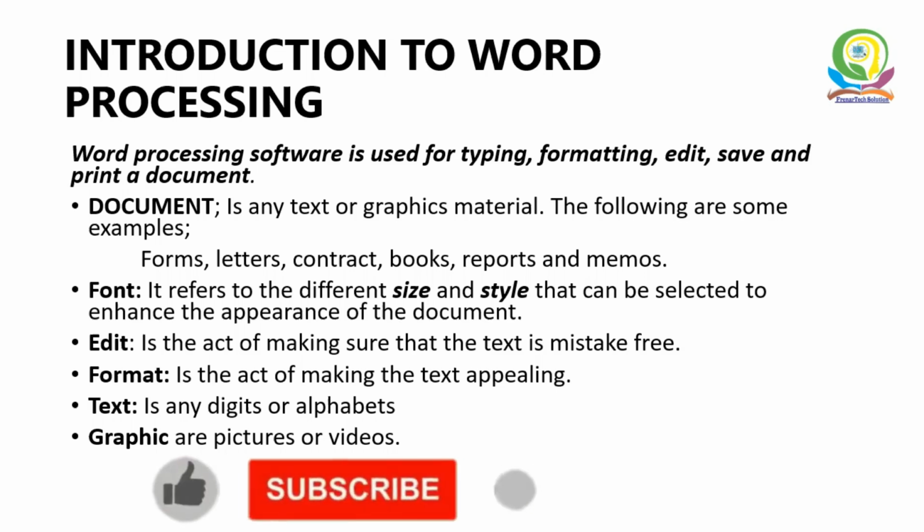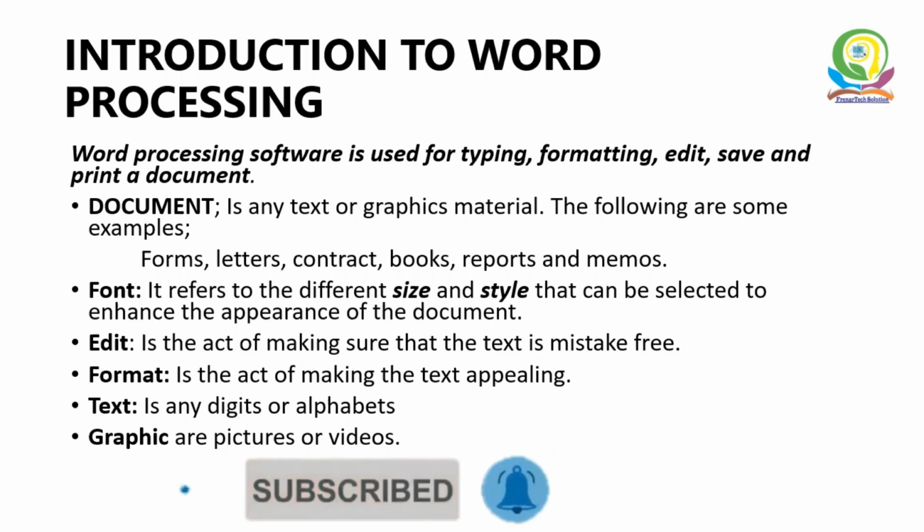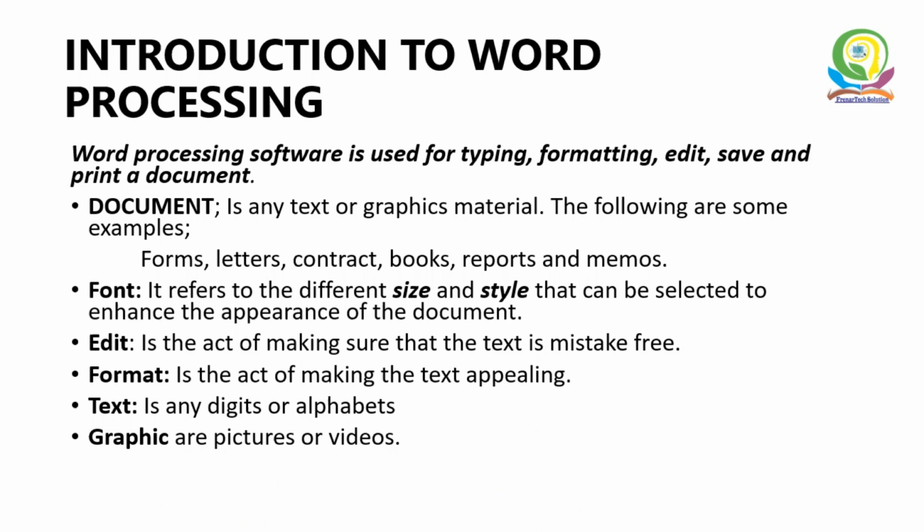So, introduction to word processing. We say word processing software is used for typing, formatting, editing, saving and printing a document. When you are talking about a document, a document is any text or graphic material. The following are examples: we have forms, letters, contracts, books, reports and memos, etc. So these are some of the files or documents that you can use word processing to create.